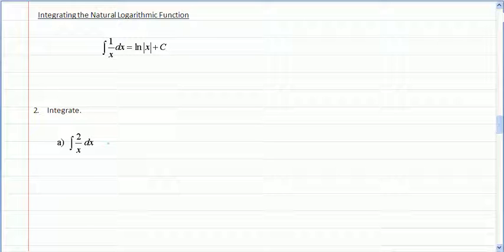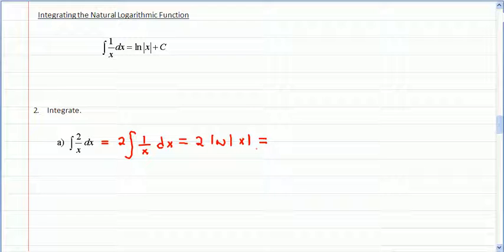So part A is the integral of 2 over x dx, and to integrate this, I'm going to write the 2 on the outside of the integral symbol so that I have 1 over x dx, and so I just integrate 1 over x, which is the natural log of the absolute value of x.